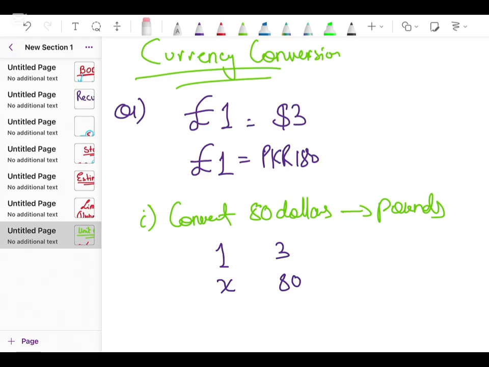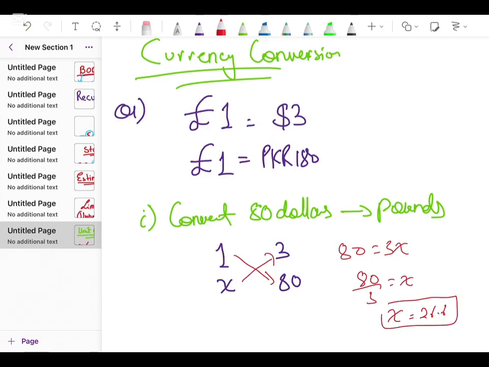I have to remove this sign. So what we need to do, just cross multiply. 80 ones are 80, 3 multiplied by x, 3x. Then we will divide. So 80 divided by 3 is equal to x. So what will be the answer? 80 divided by 3 will give us 26.6. So the answer is 26.6 pounds. So $80 is equal to 26.6 pounds.